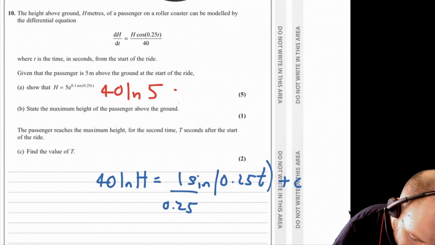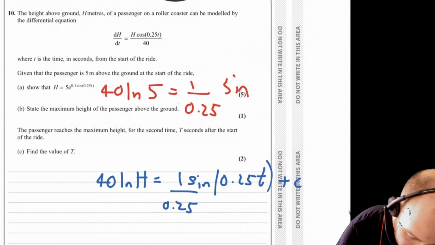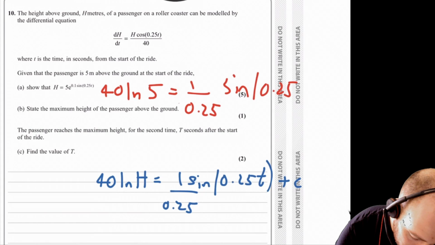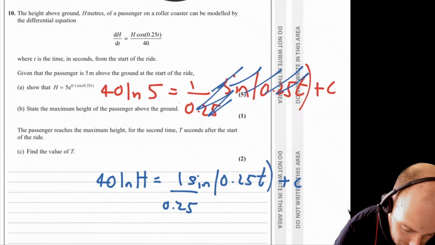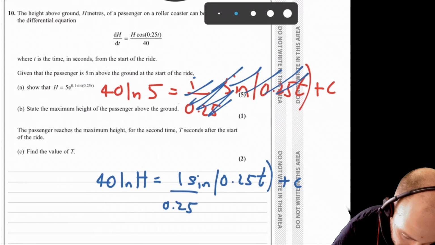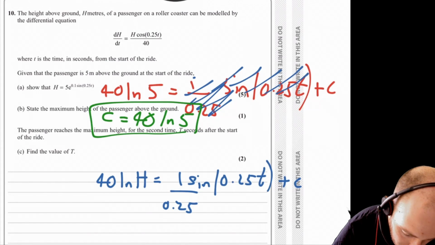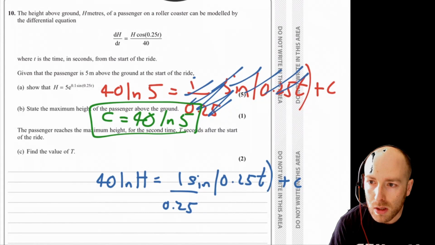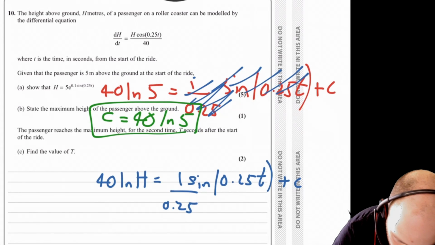So we get 40 ln 5 equals 1 over 0.25 sine 0.25t plus c. Well, t is 0, so all this term disappears. Sine of 0 is 0. We get c equals 40 ln 5. Cool. Right, so we just need to put it all together and rearrange it to do the show that part of the question.